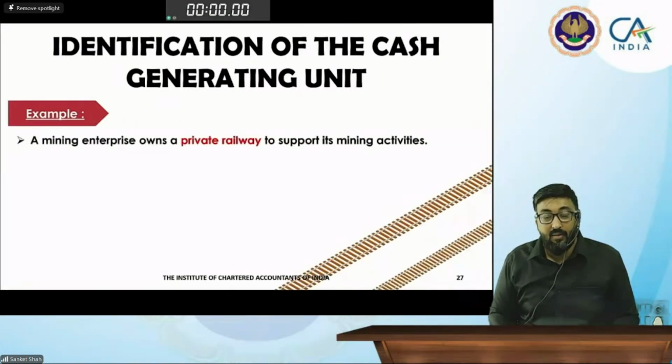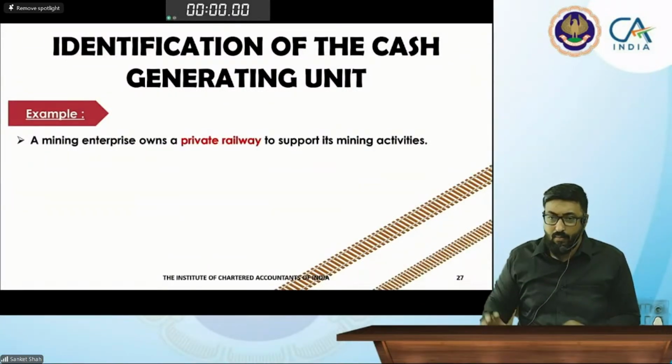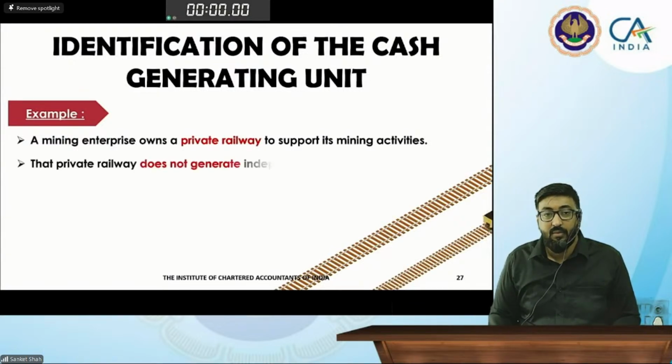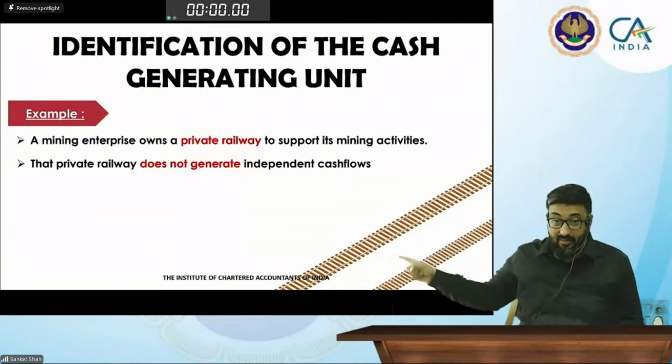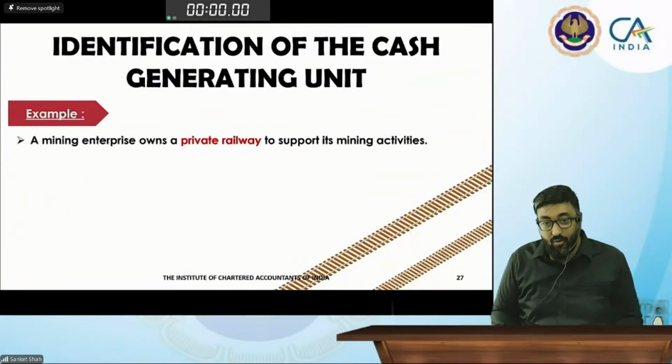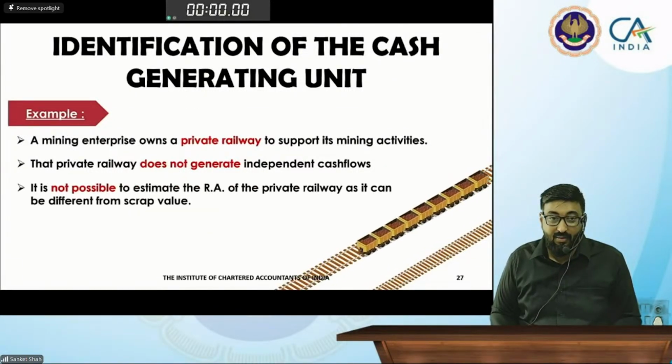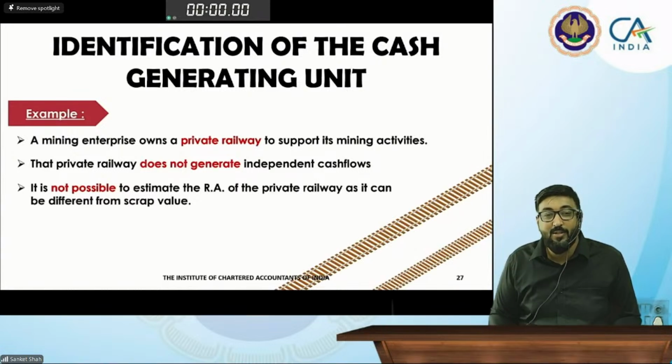Example, a mining enterprise owns a private railway for mine activities. This private railway does not generate independent cash flows, this asset. अरे वाह, ये देखो ट्रेन भी गई यहां से. हाँ वाह, क्या बनाया है सर. Does not generate independent cash flows. It is not possible. वापस गई. It is not possible to estimate the recoverable amount of the private railway.